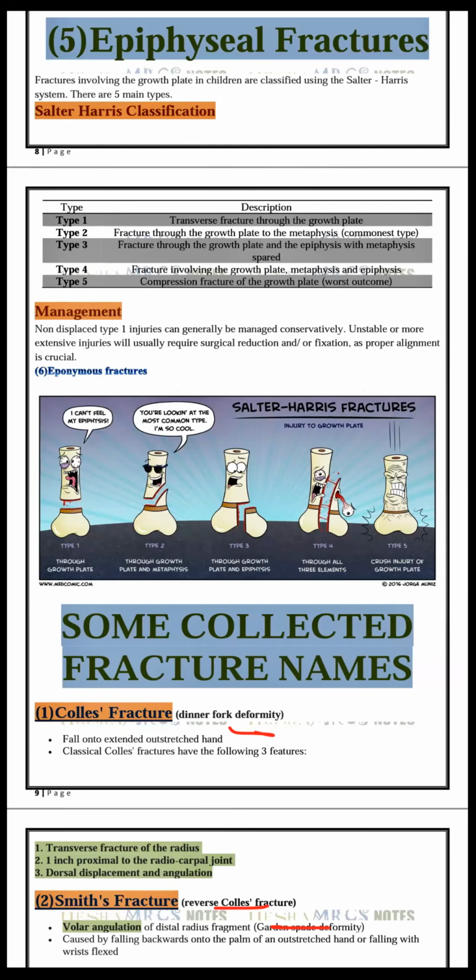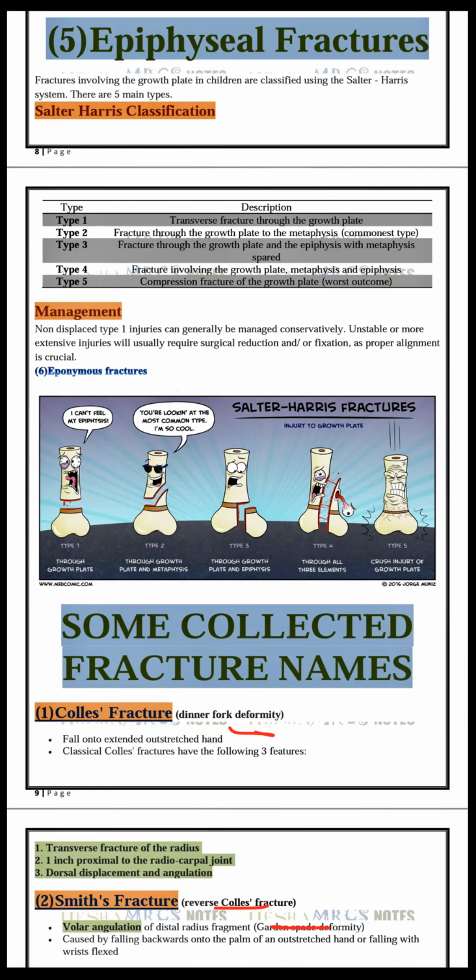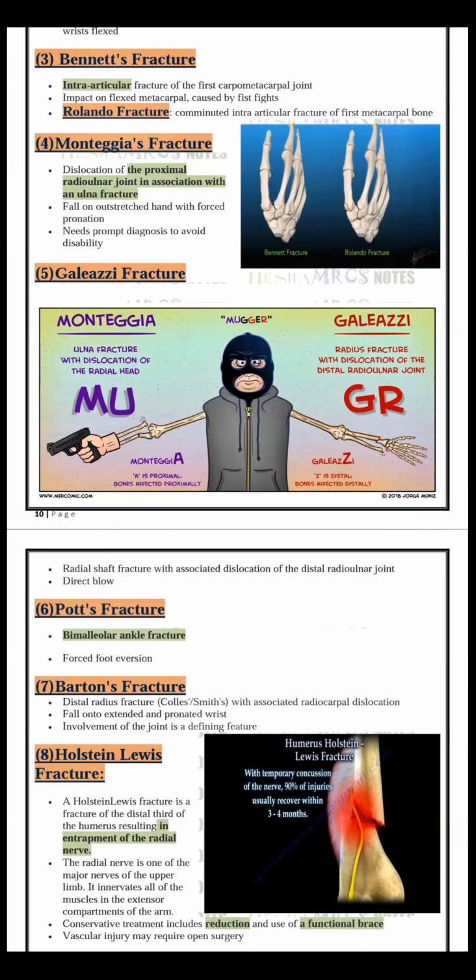This is a reverse Colles fracture. So dinner fork deformity for Colles fracture, garden spade deformity for Smith fracture. Smith fracture is called reverse Colles fracture. Then the next slide, continuing some eponym fractures. You have Butz fracture. We know Butz fracture is an intra-articular fracture which is affecting the ankle joint.